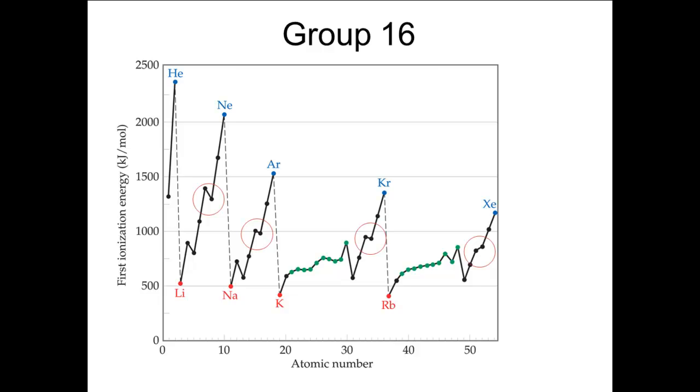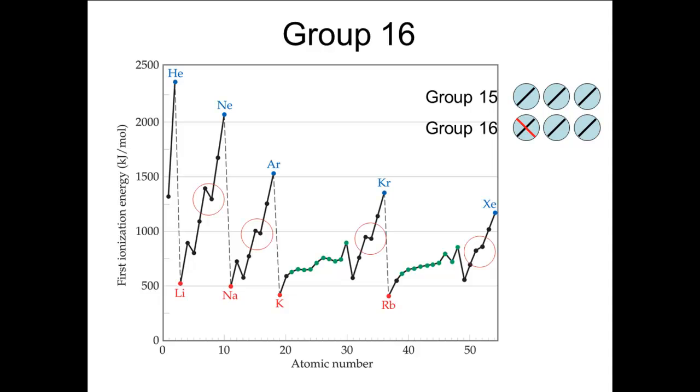The key is not the configuration, but the orbital filling diagram. The orbital filling diagram for group 15 looks like this, while the orbital filling diagram for group 16 looks like this. Group 16 has one orbital with paired electrons. Since the electrons repel each other, we get a bit of help when removing the electron from group 16, so the ionization energy is not as large as we would expect it to be.